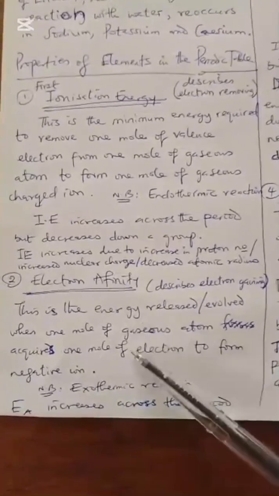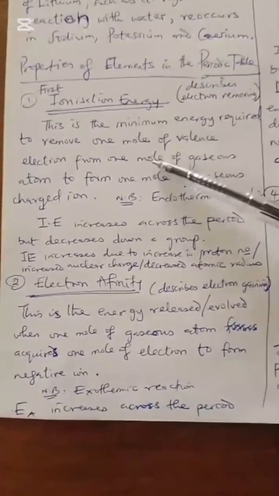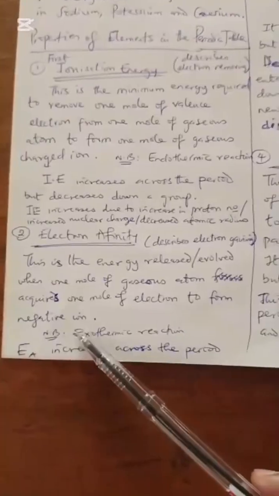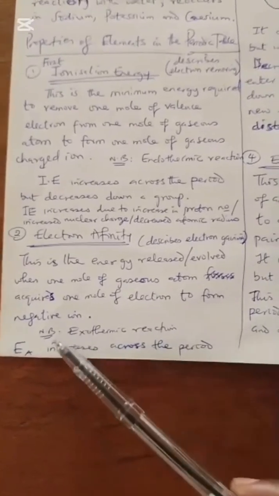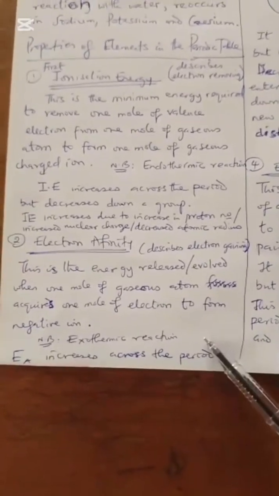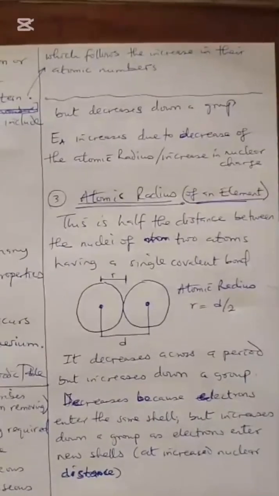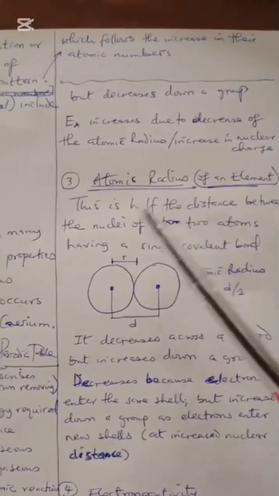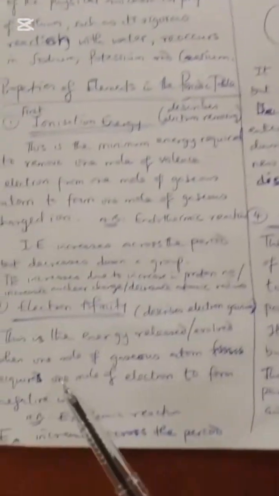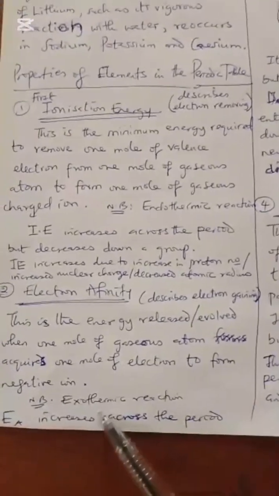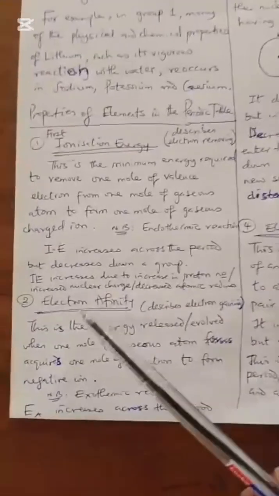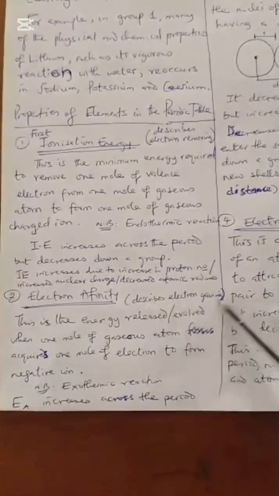So that's why it's the opposite. This one is electron losing, this one is electron gaining. So it's an exothermic reaction, and it increases across the period. So you know that non-metals are group 6, group 7, thereabout. So electron affinity increases across the period. So electron affinity, I said, describes electron gaining.